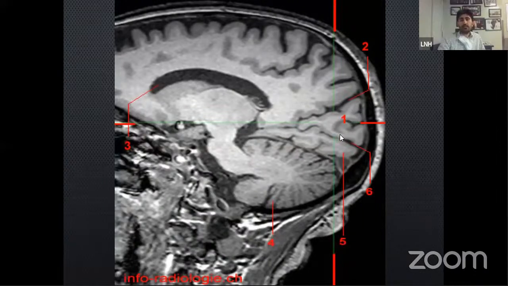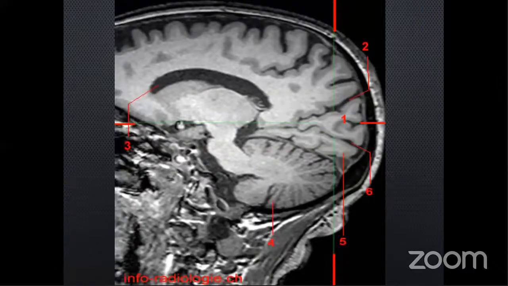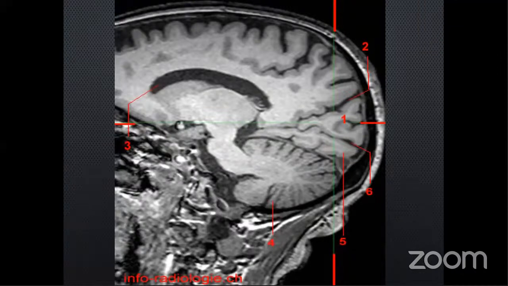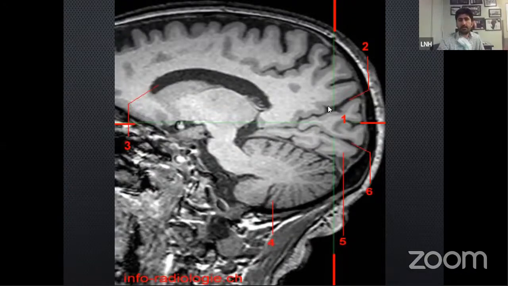Yes, sir. So, can someone tell what structure number 2 is? Dr. Aruj Bhatti is saying this is the parieto-occipital sulcus. Right. Do you agree, Doctor? Yes, sir, it's right. So can you point out the parieto-occipital sulcus? Yes, sir. This is the parieto-occipital sulcus.